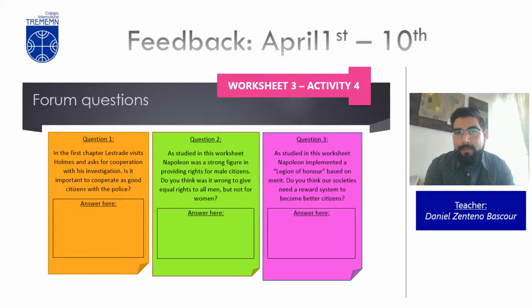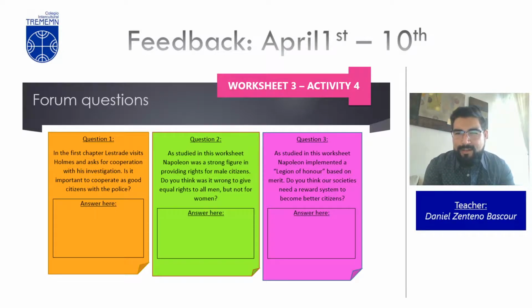in this case, you have to remember that before this, only the aristocracy had rights as citizens. Before that, nobody else had like any right. People were pretty much slaves. So Napoleon made a contribution, and that's something that we have to know.